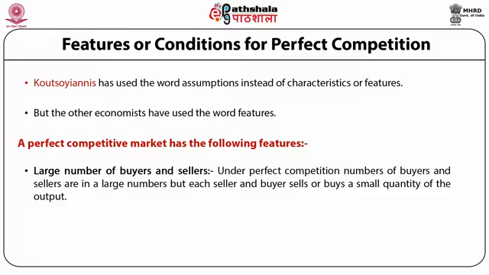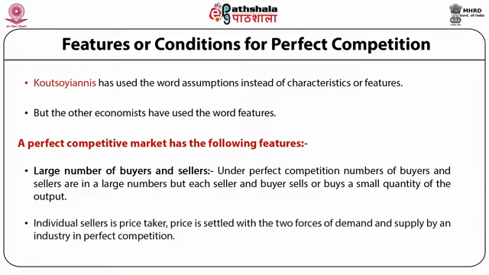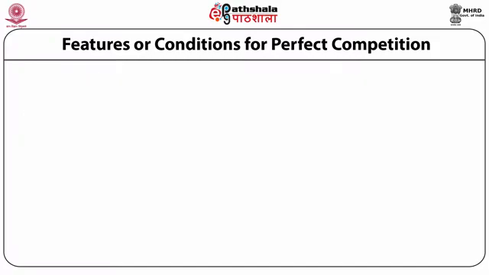Under perfect competition, numbers of buyers and sellers are in a large numbers, but each seller and buyer sells or buys a small quantity of the output. Individual sellers or buyers cannot influence the supply or demand individually. Individual seller is price taker. Price is settled with the two forces of demand and supply by an industry in perfect competition.